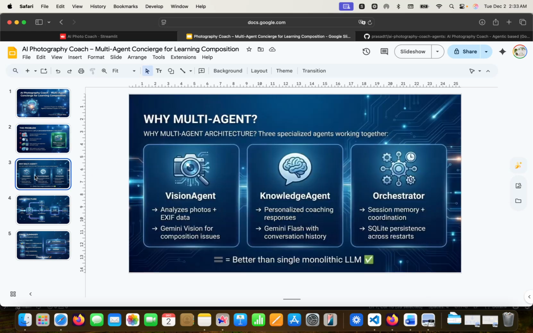To solve this challenge, I came up with this multi-agent architecture where the Vision agent analyzes the photos and the EXIF data, using Gemini Vision for composition issues, and then the knowledge agent provides the personalized coaching responses with Gemini Flash and conversation history. And then the orchestrator agent is managing this whole interaction and also the session memory coordination.